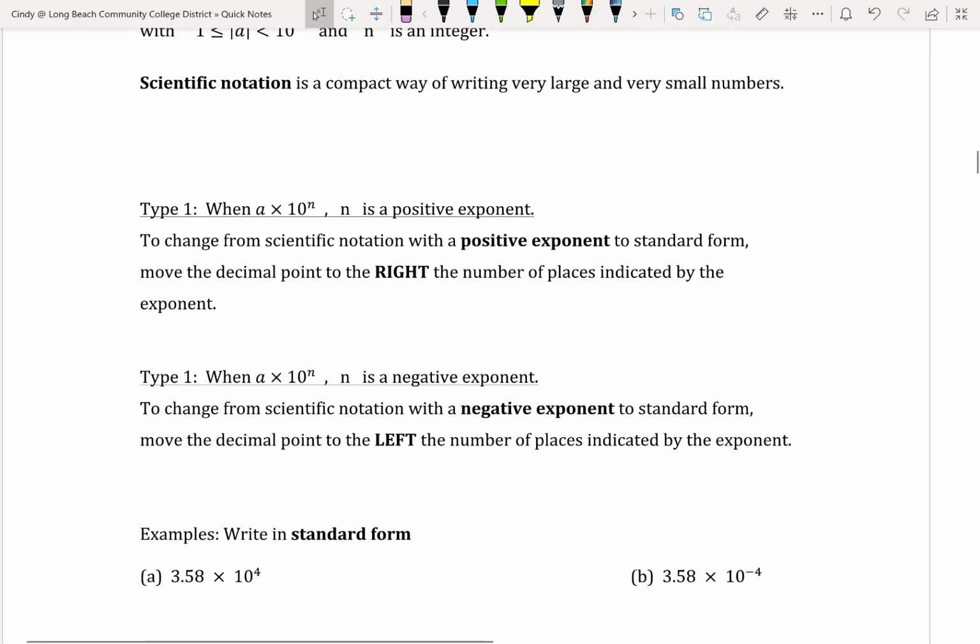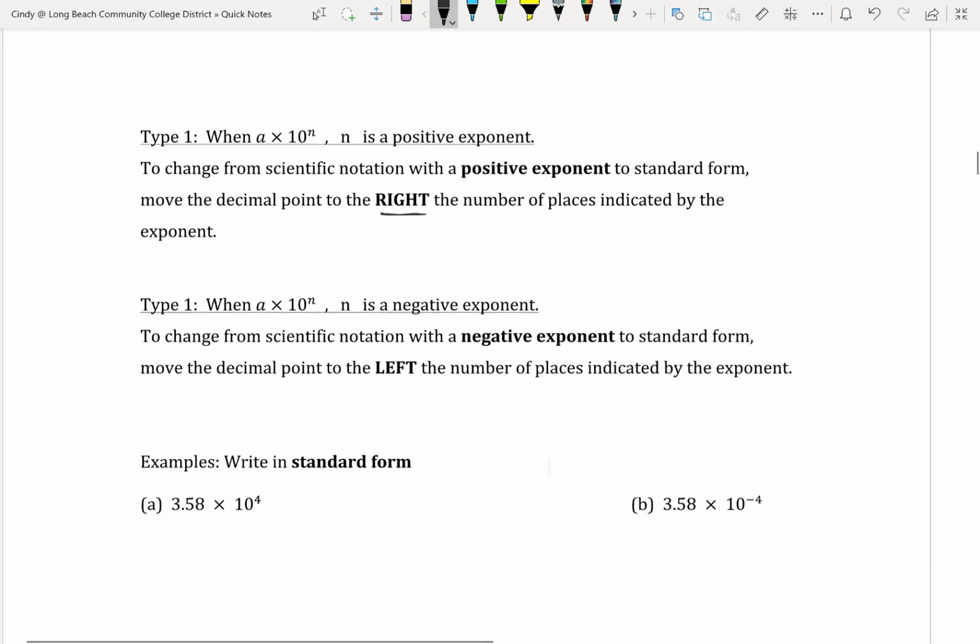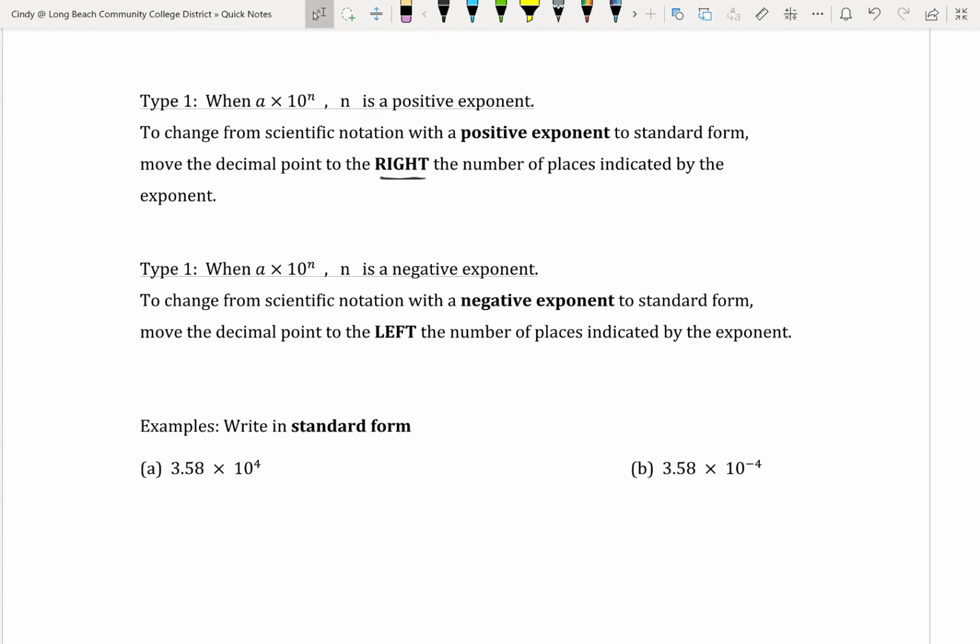So when n is a positive exponent on 10, then what we do is we are going to move the decimal place to the right that many places. And then, of course, if n is negative, then we go to the left when it's negative. Okay?